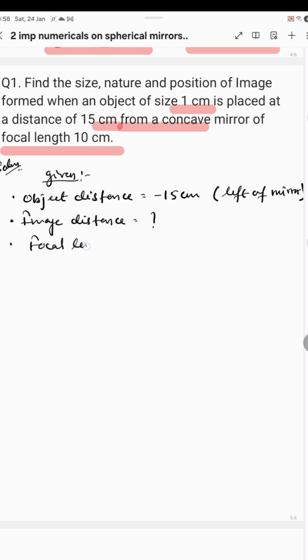So the first question is, find the size, nature and position of the image formed when an object of 1 centimeter is placed at a distance of 15 centimeter from a concave mirror of focal length 10 centimeters.